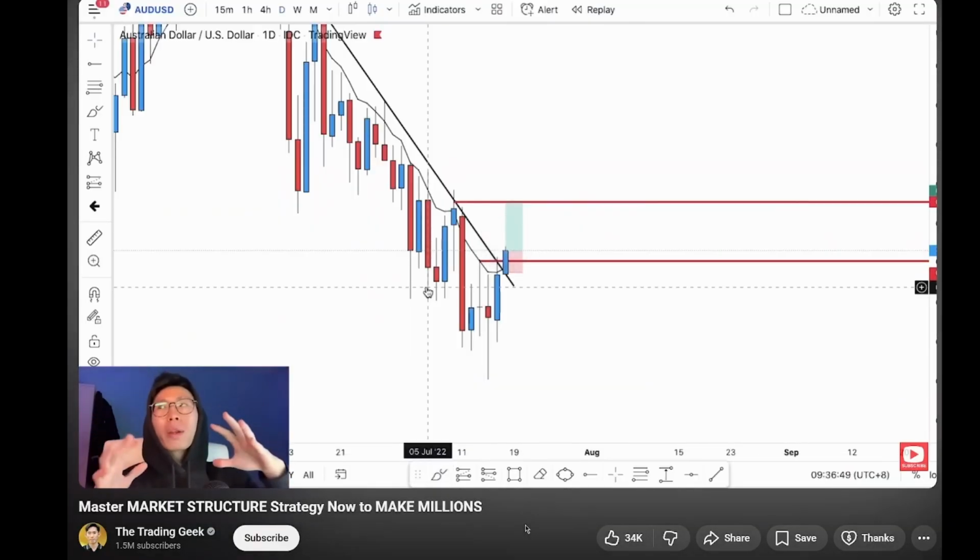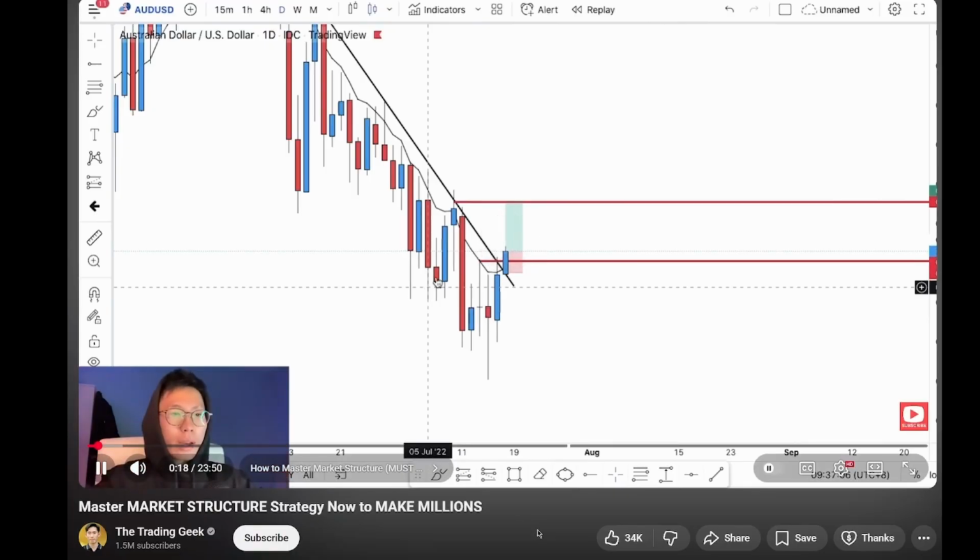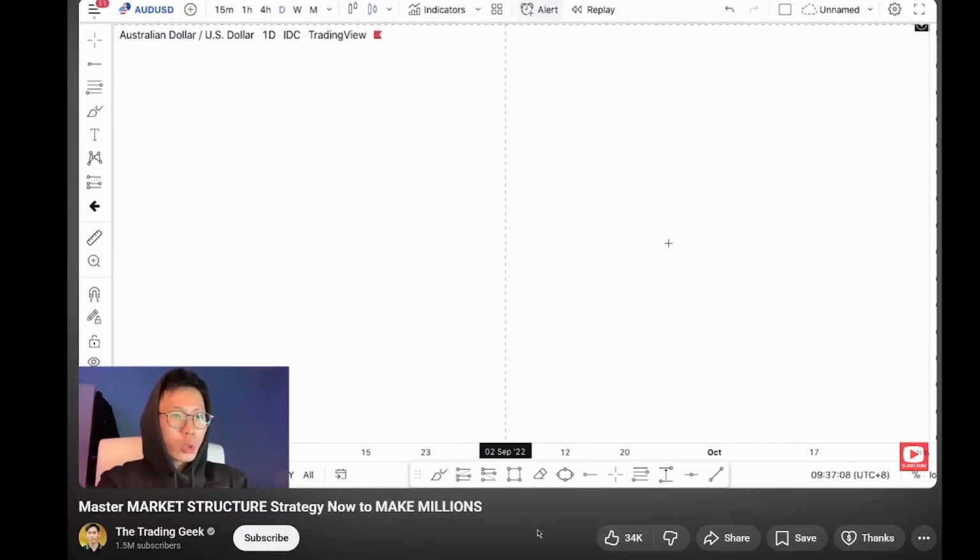I see a lot of YouTubers make market structure way more complicated than it is. But honestly, it's actually pretty simple. Even a toddler could understand it. So if a 5-year-old can get it, then you can too. The Trading Geek explains to us that this strategy is incredibly straightforward, so much so that even a fool could generate millions of dollars with it. I'm going to show you a blank chart so you can draw it yourself.